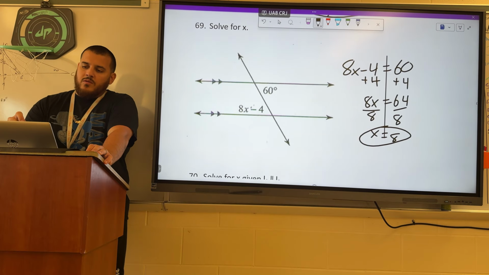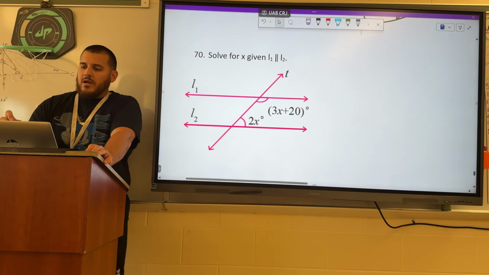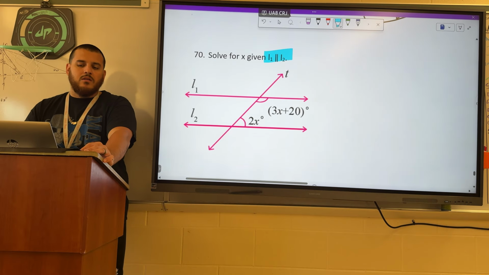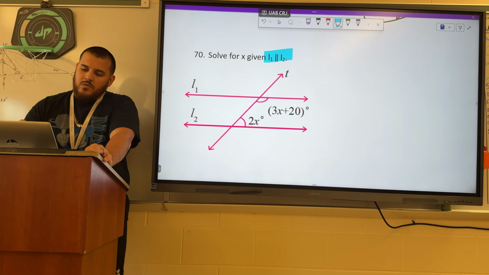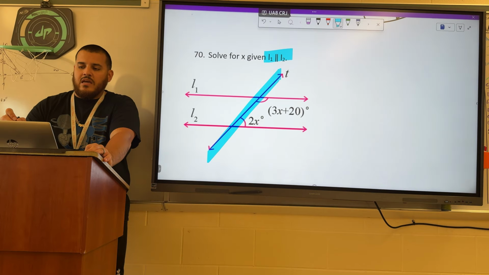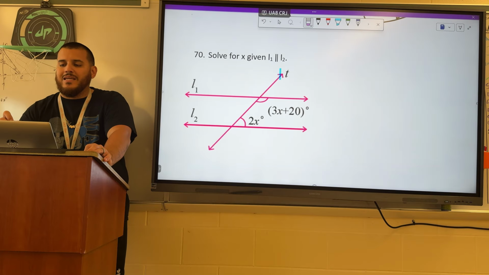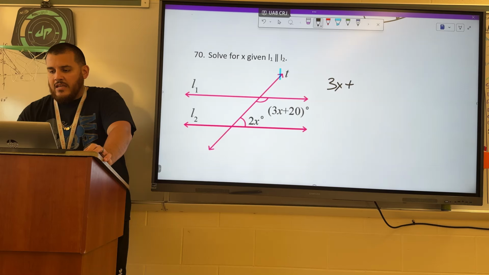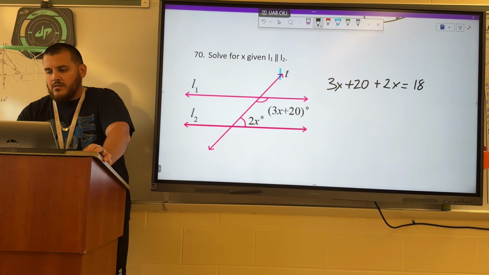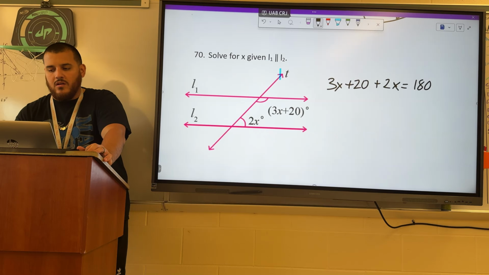Our next example, again, gives us lines that are parallel. It says so right here, line 1 is parallel to line 2. We have to solve for x. These angles here are in between the parallel lines, but they're on the same side of our transversal. That makes them consecutive interior angles, and consecutive interior angles are supplementary on parallel lines. They have to add up to 180 degrees.